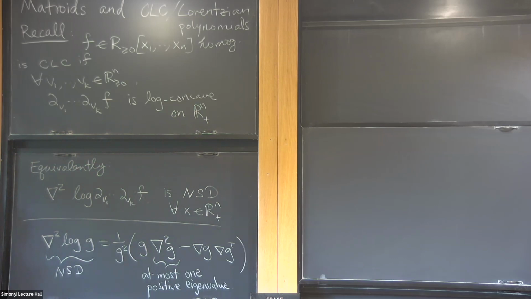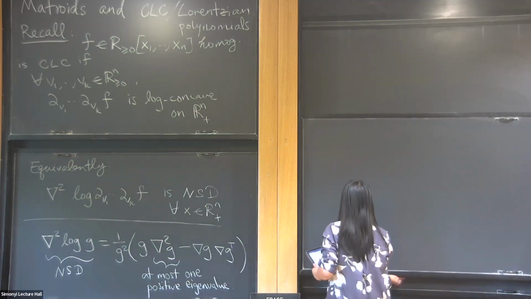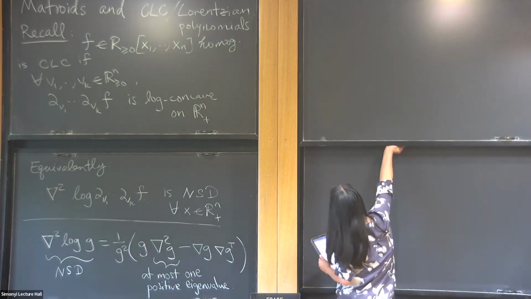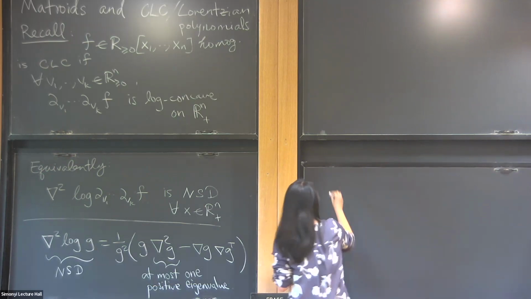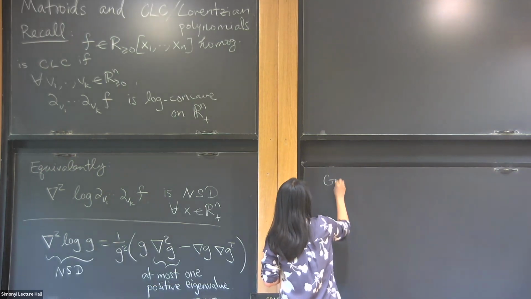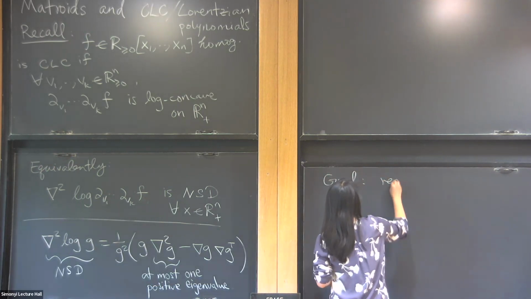So it was shown in the Brändén and Huh paper that CLC is equivalent to SLC, strongly log-concave, meaning that instead of looking at all the directions, it's enough to look at the coordinate directions. So we're trying to reduce this amount of checking to a finite computation. That is the goal here.